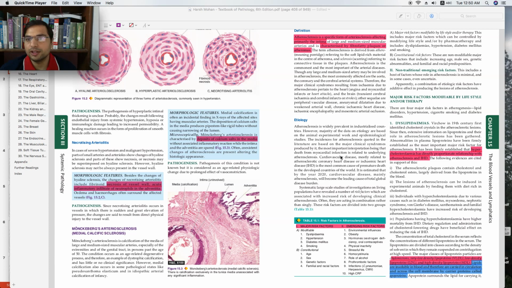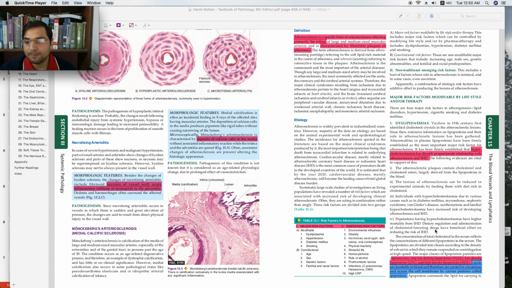The most important risk factor is dyslipidemia. You can see it here, dyslipidemia. Dyslipidemia is the deranged blood lipid levels. That means some of the lipids are high and some types of lipids are low. The most important among the lipids is cholesterol. Hypercholesterolemia, that means increased cholesterol levels, leads to atherosclerosis, right?